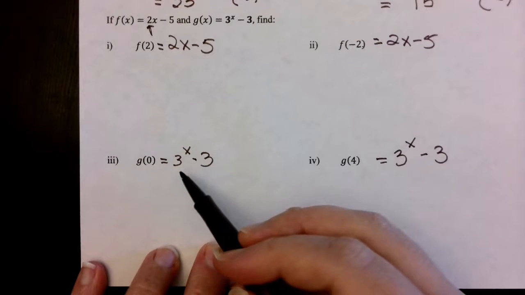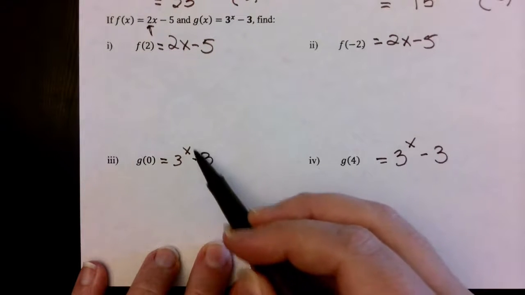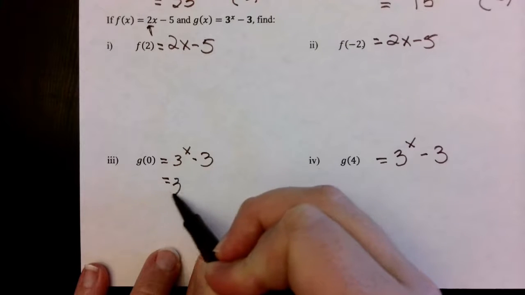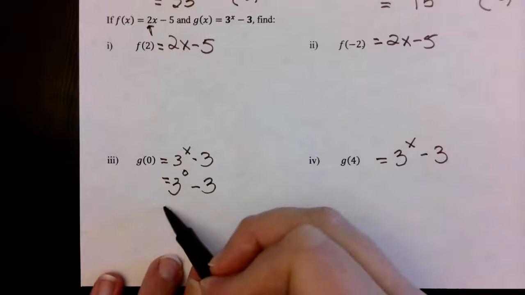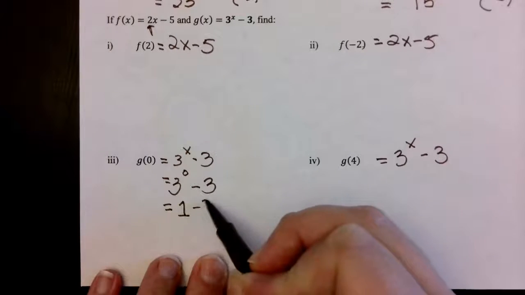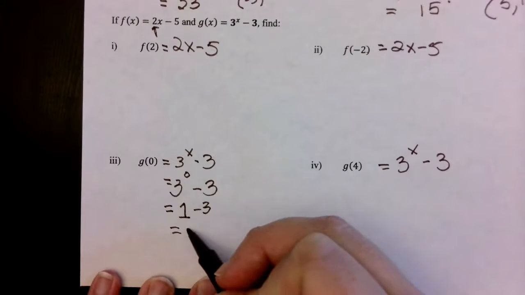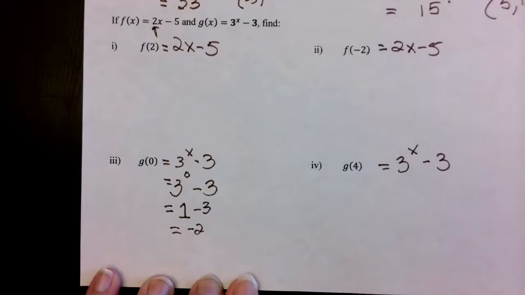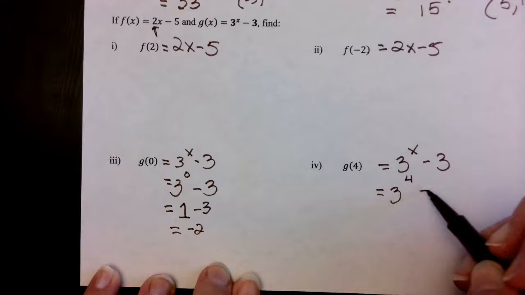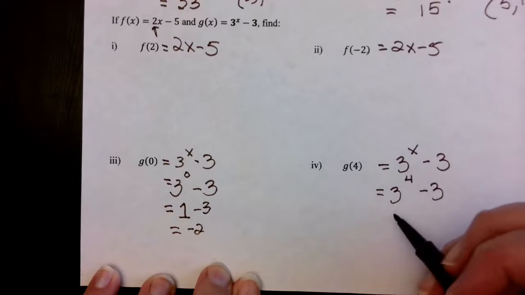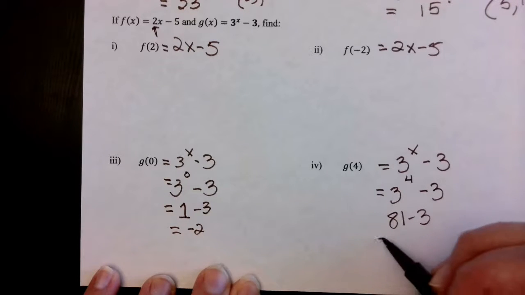So just so you can see, we have 3 to the x minus 3. I'm going to do the same exact way. I'm just going to replace my exponent there with the number inside. Anything to the 0 power is 1. 1 minus 3 is negative 2, so your final answer there is negative 2. Same thing here, 3 to the 4th. 3 to the 4th is 81, and 81 minus 3 is 78.